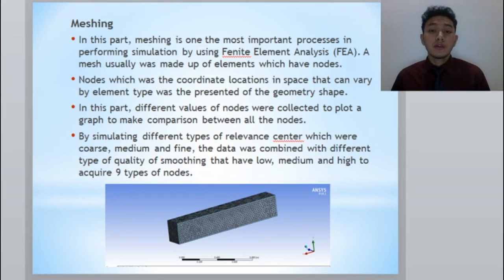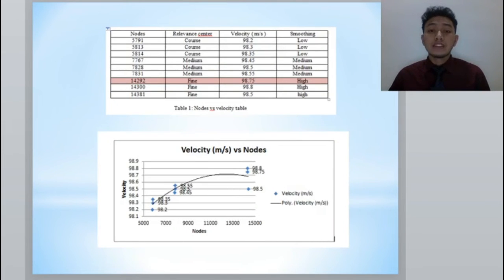By simulating different types of relevance center, which were coarse, medium and fine, the data was combined with different types of quality smoothing, low, medium and high, to acquire 9 types of nodes. From this table, we can see we have 9 different node counts, from 5,000 to 14,000 nodes, with different relevance center and smoothing. So we can see different nodes have different velocity impact on the feather. The higher the nodes, the higher the velocity impact on the feather.